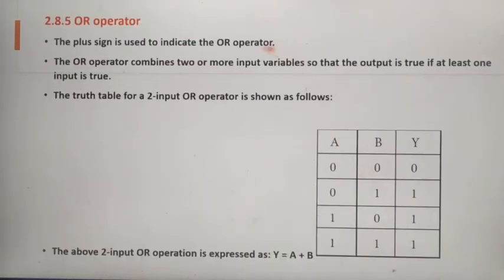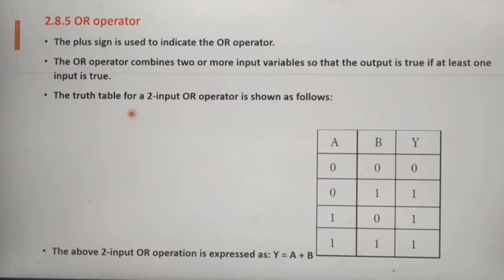Next we can see about OR operator. The plus sign is used to indicate the OR operator. Here we are using plus sign. It is just like an addition. So here we are using plus sign to indicate OR operator. The OR operator combines two or more input variables. Here also we can use two or more input variables so that the output is true if at least one input is true. Here if any one of the inputs is true, the output will be true. If all the inputs are false, the output will be false.